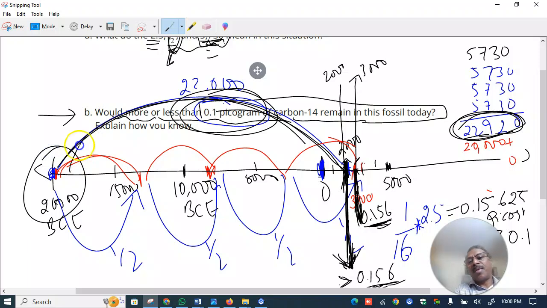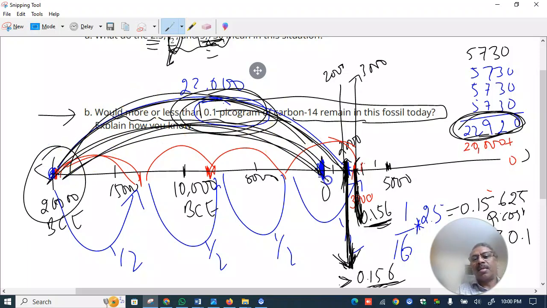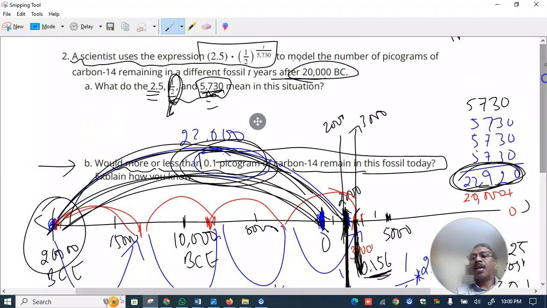20,000 before, from here to here is 20,000. This is 20,000, and now we are here, 2,000, and so on. Of course, I hope I made sense to you. So that takes care of how to find the number of picograms. Or you could also use, oh, we could have used this. That is what I forgot actually.